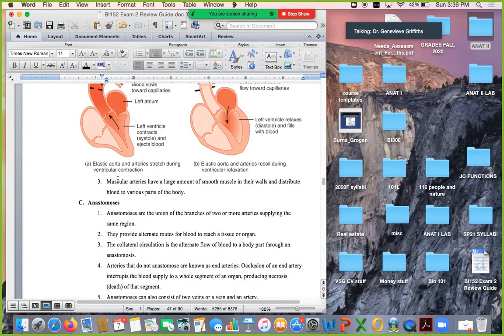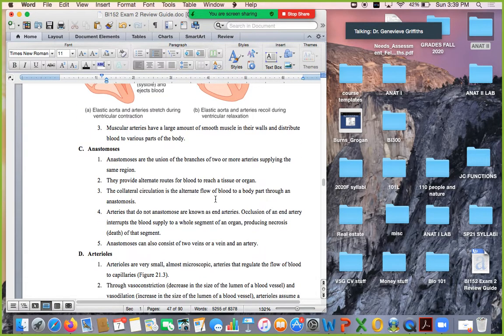We also have muscular arteries. Now, muscular arteries have more smooth muscle than elastic lamina. That doesn't mean they don't have elasticity. They just have less elasticity. And their responsibility is going to be to distribute blood to various regions of the body.